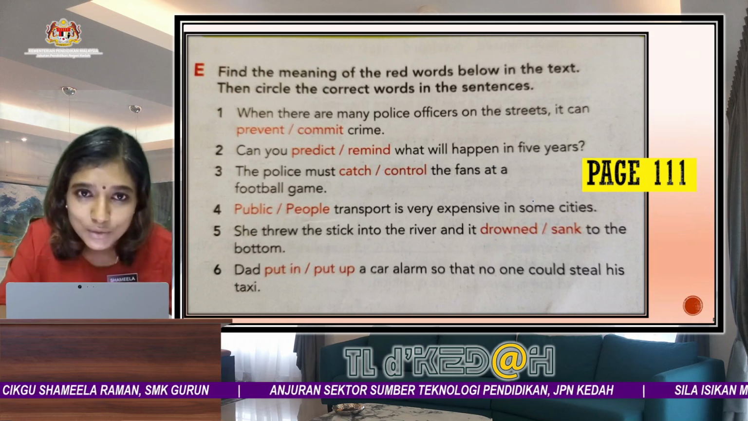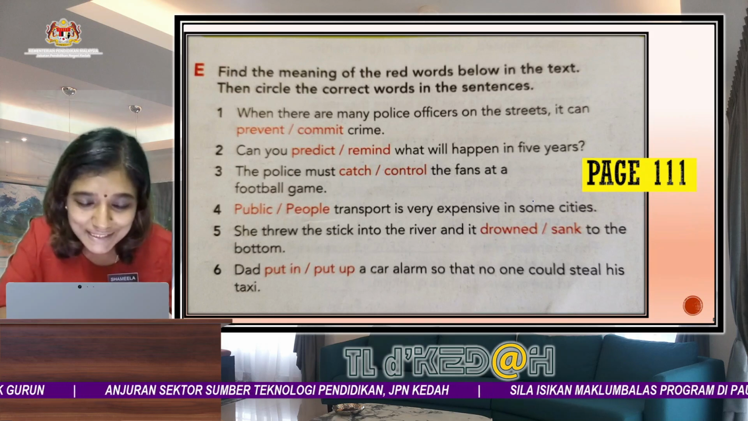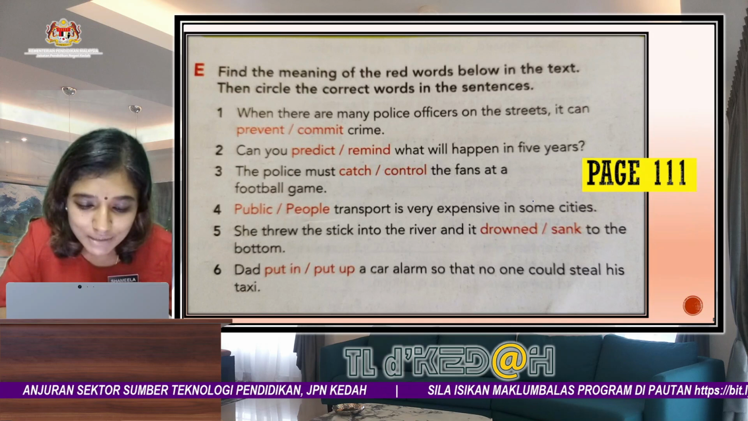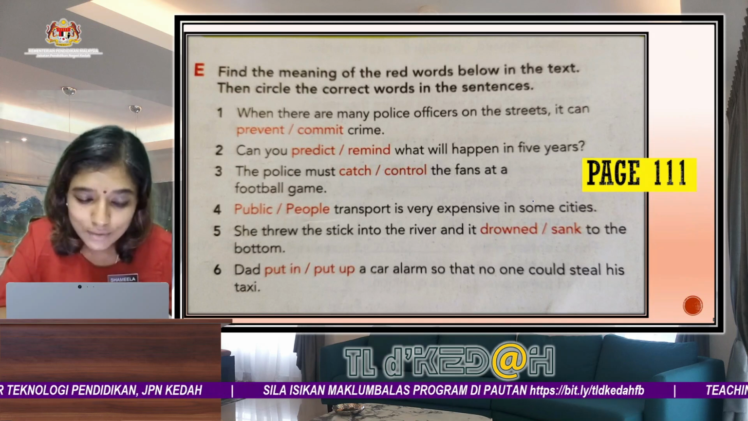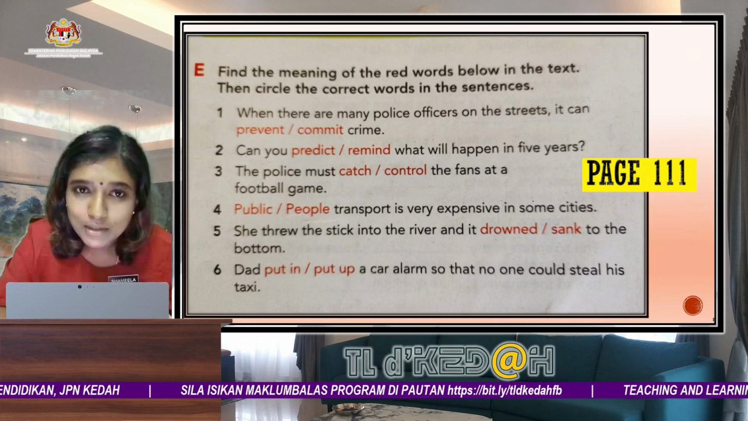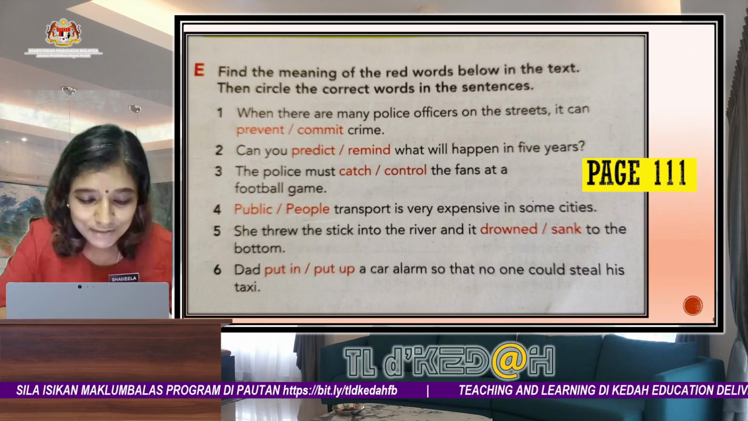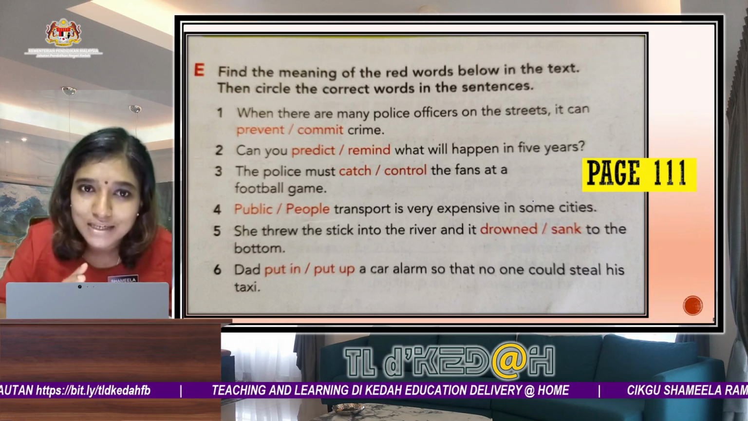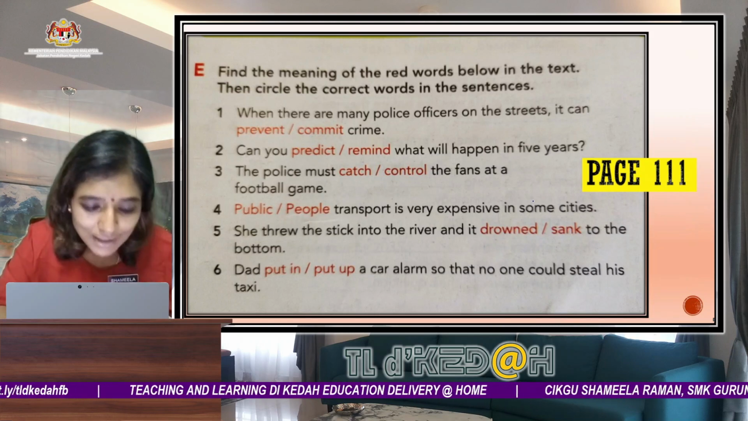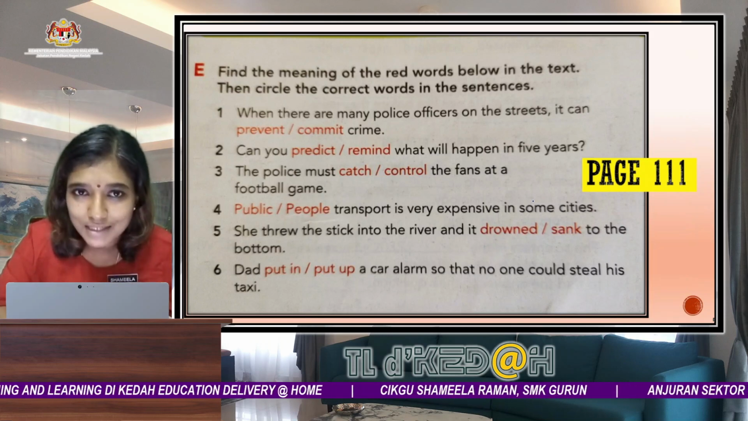I'm just giving you the word from the text. Nothing to do with the answers here. We are not discussing the answers here. The police must catch or control. We have the word control. Public and people, we have them there, with the correct word itself. Next, drowned, sank, we have them both in the text, but you will have to see which is the correct usage. And finally, put in, put up. We also have put in the text.